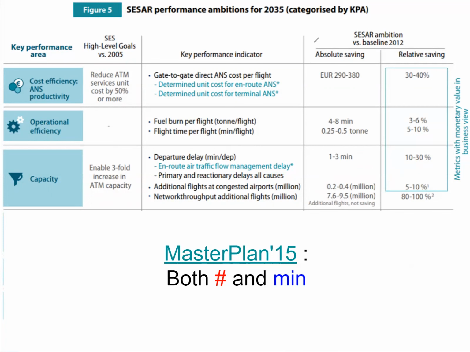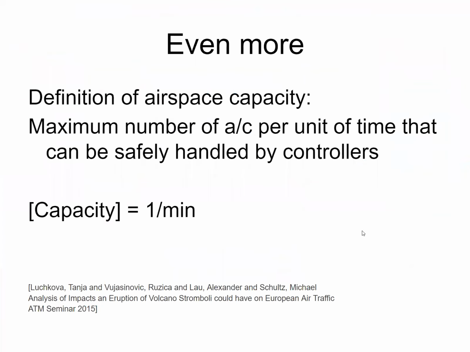So, go figure out what is the one and only definition of capacity. Maybe there is none. I've been collecting over time different definitions of capacity, and even just definitions of units of capacity. Often they say it's number of aircraft per unit of time, like per hour, that can be handled by controllers. So that's human-induced capacity.